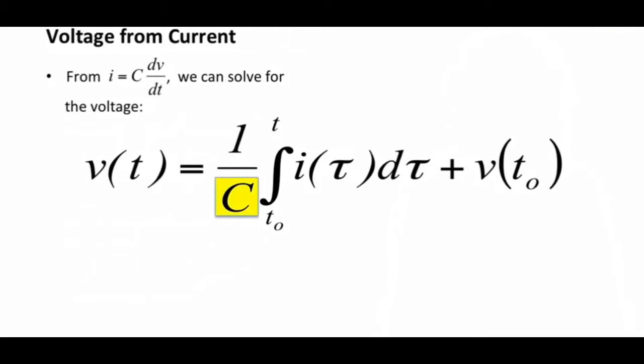The other main point is, look at the lower limit. If the lower limit is not minus infinity, here it's shown as being t naught, then that t naught must be the argument of the voltage in the additive term. You can think of this v of t naught as an initial condition on the interval t naught to t.